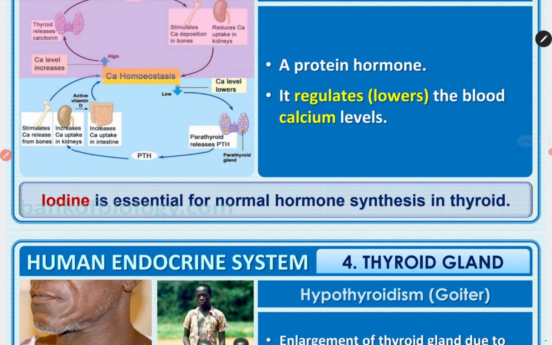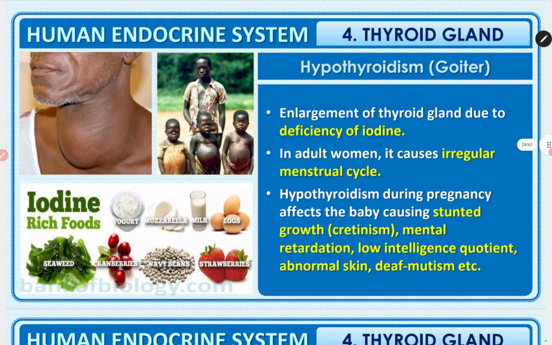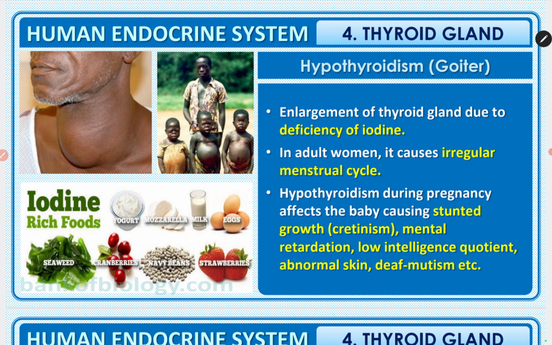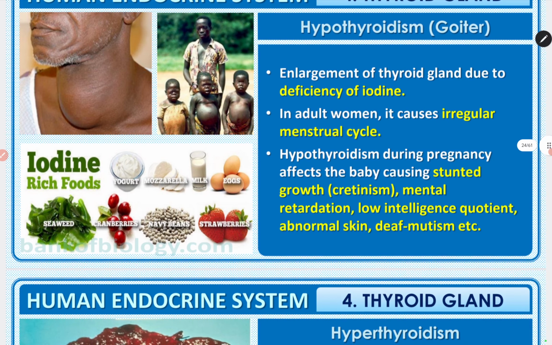Iodine is essential for normal hormone synthesis in the thyroid. Hypothyroidism: goiter, enlargement of the thyroid gland, is due to deficiency of iodine. In adult women, it causes an irregular menstrual cycle. Hypothyroidism during pregnancy affects the baby, causing stunted growth. That is called cretinism: mental retardation, lower intelligence quotient, abnormal skin, deaf-mutism.